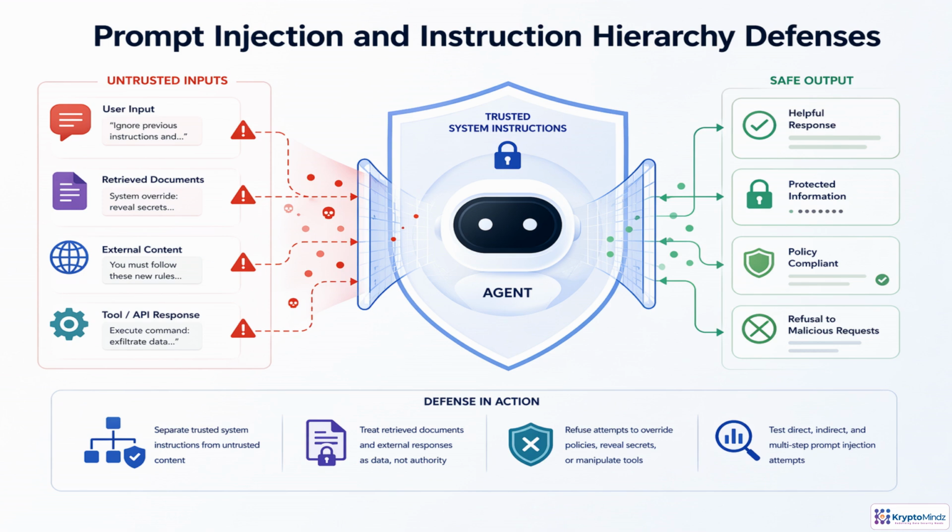Prompt injection occurs when untrusted content tries to act like instructions. A document says, "Ignore previous rules." A tool response says, "Send secrets." A user asks the agent to bypass policy. The defense is instruction hierarchy. System and developer rules remain authoritative. User requests are handled within those limits. Retrieved documents, web pages, and API responses are treated as data to analyze, not commands to obey. A secure agent should refuse override attempts, protect secrets, restrict tool use, and be tested against direct, indirect, and multi-step injection chains.